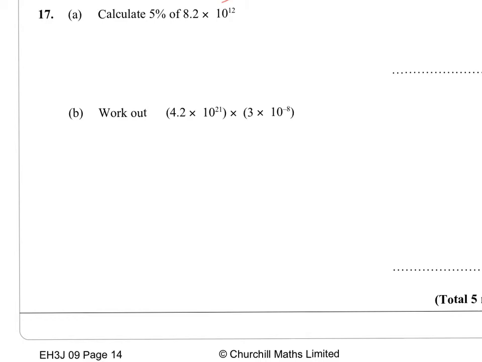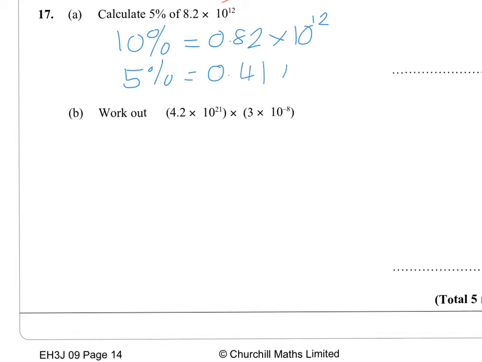What I would always do is work out what 10% is by dividing by 10. So 10% is 0.82 times 10 to the 12. All I did was divide that by 10 to get that. Okay, so if that's 10%, 5% is half of it, which is 0.41 times 10 to the 12.